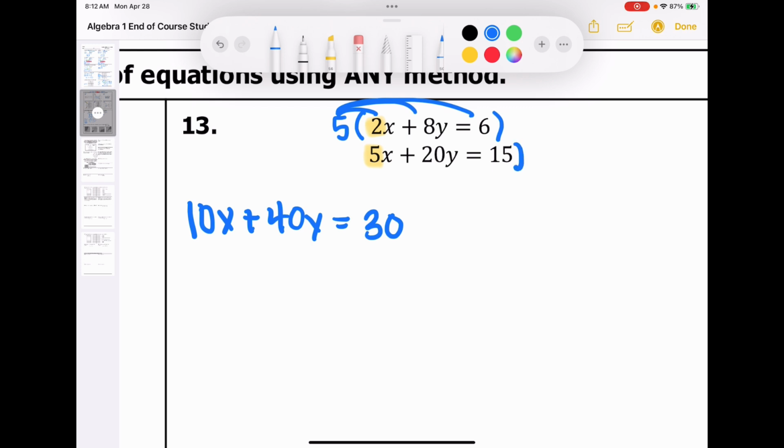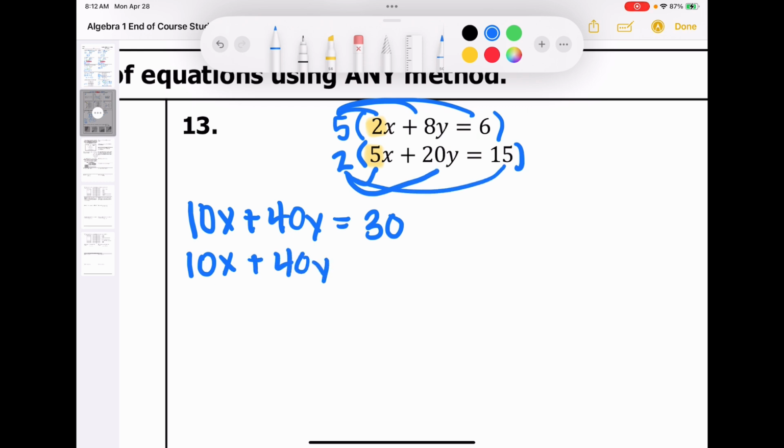Now I'm going to do the second equation, and I'm going to multiply it by 2 so that I can get a 10 in front of the x. So 2 times 5 is 10, 2 times 20 is 40, and 2 times 15 is 30. So now I'm left with those two equations. And what is one thing that you notice about those?